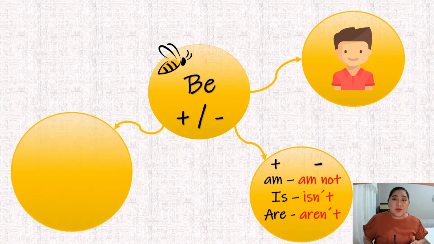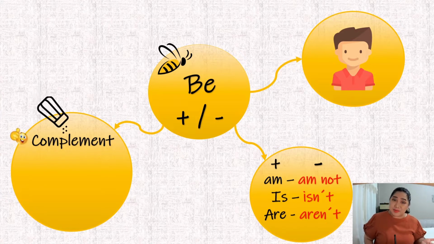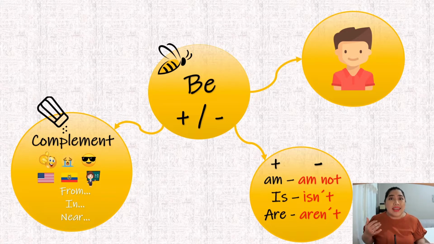And last, we use a complement. And a complement could be an adjective. You remember? Happy, sad, cool, great, horrible. And if you prefer, you can use a noun too. I am a teacher. You are Ecuadorian. You're not Canadian. And we can use prepositions too. Oh, I'm from Ecuador. From, this is the preposition.